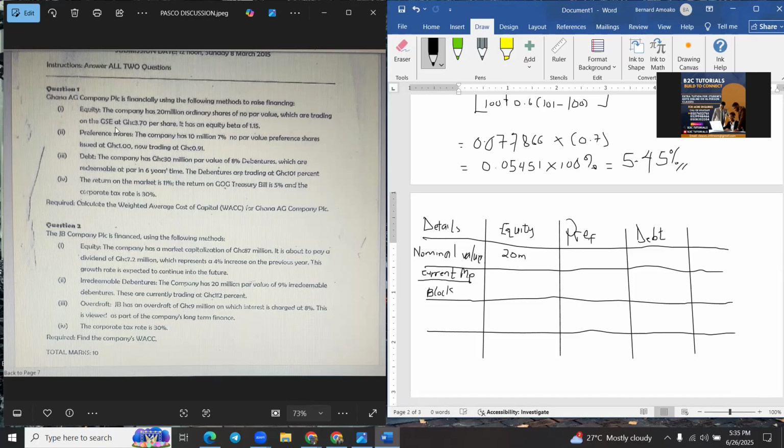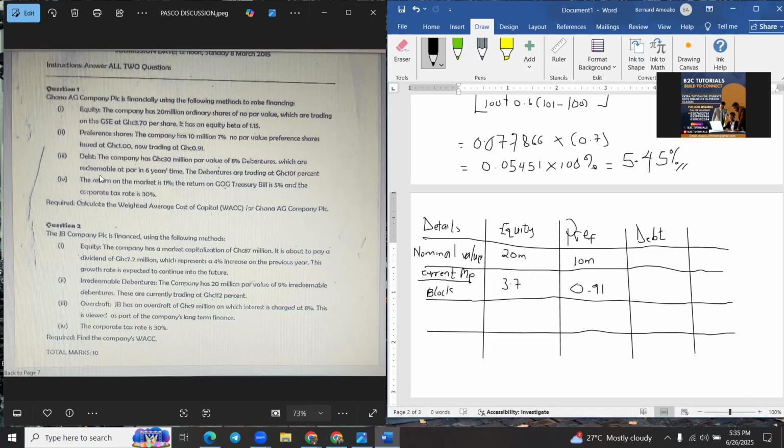Now, what is the market price divided by a block? Don't forget that equity and preference shares do not deal in block. So it is going to be just multiplied by the market price. How about preference share? Preference shares is 10 million multiplied by the market price of 0.91. Then you come to the debt.